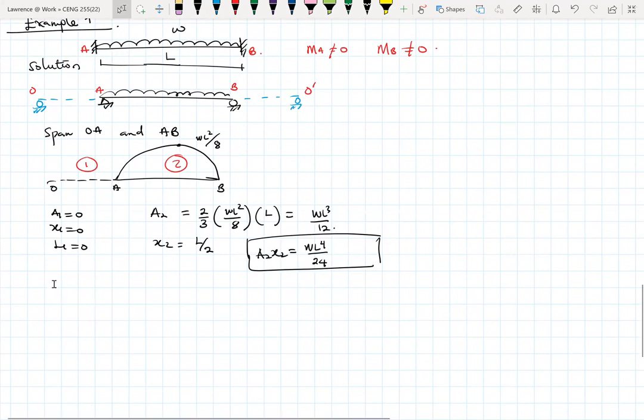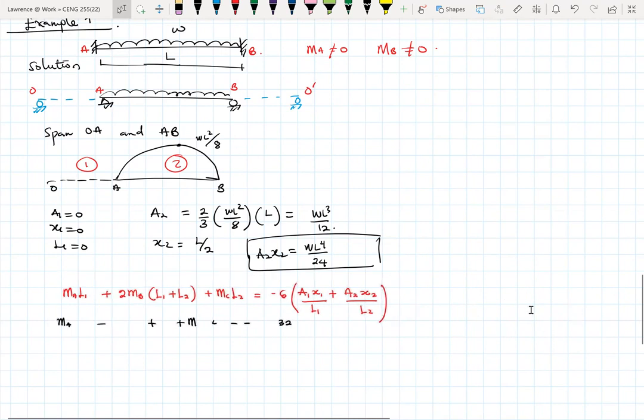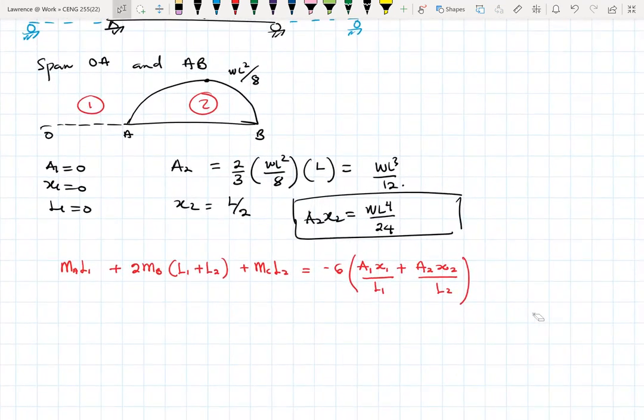So I can write my moment equation, which I have right here. Let me change the notations a little bit so that we see what it does to us. Nothing really changes, it's just so that we appreciate. So this is M naught, MA, MB. The whole of the M naught here goes to 0 because there's nothing really there.